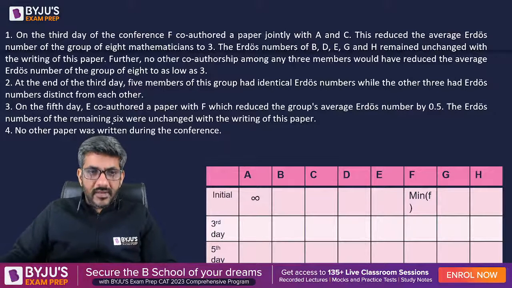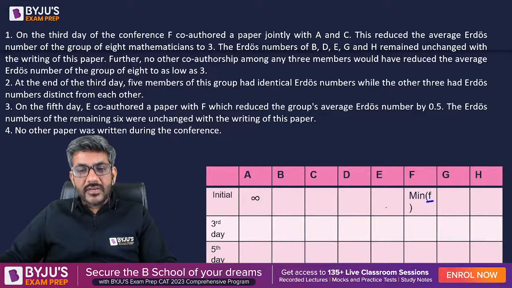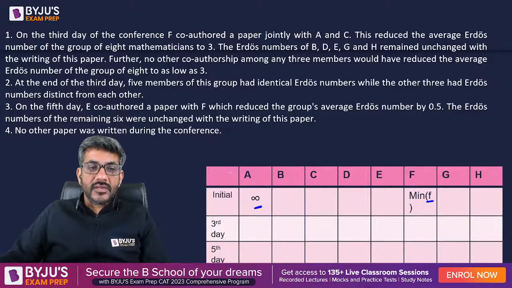Now a few things, if I pay attention to, they are: initially, it has already been given that A had infinite ERDOS number. I have written it here. It has already been given that the minimum ERDOS number was of F. So that I have already written here. So he is the only one with infinite. He is the only one with F. What next?